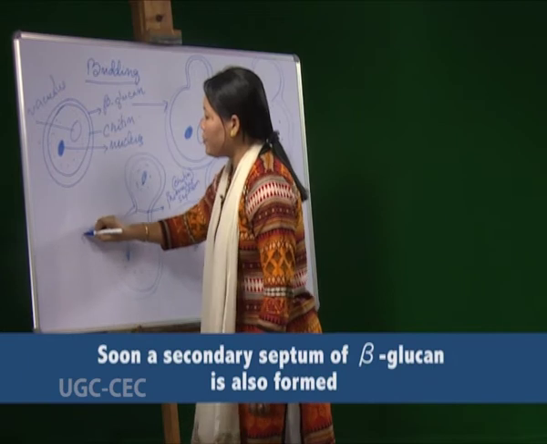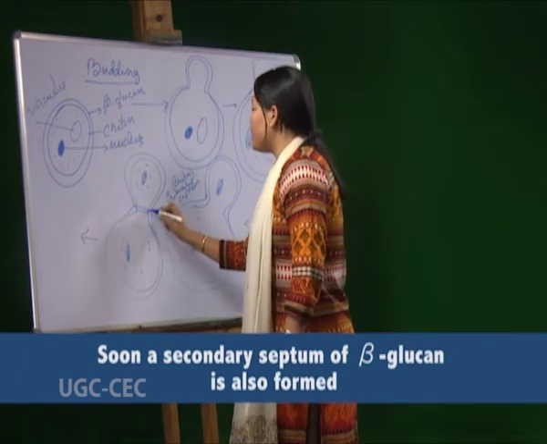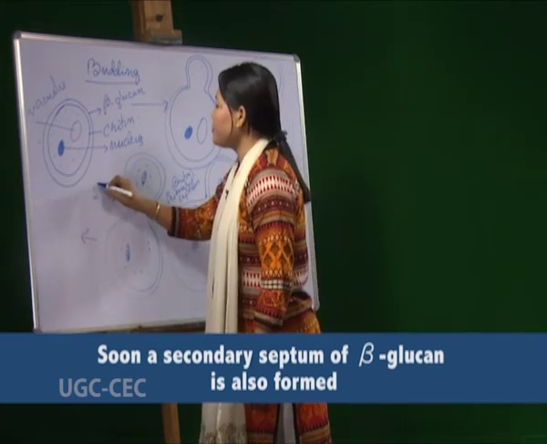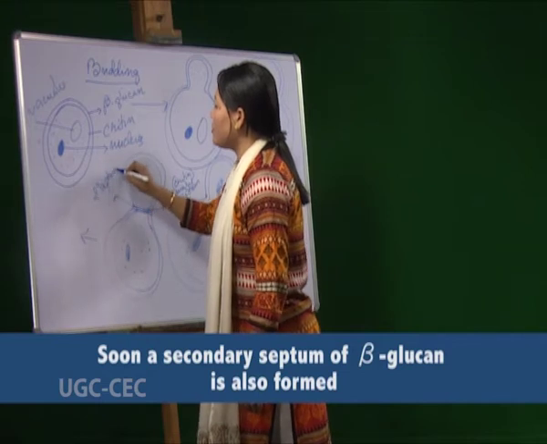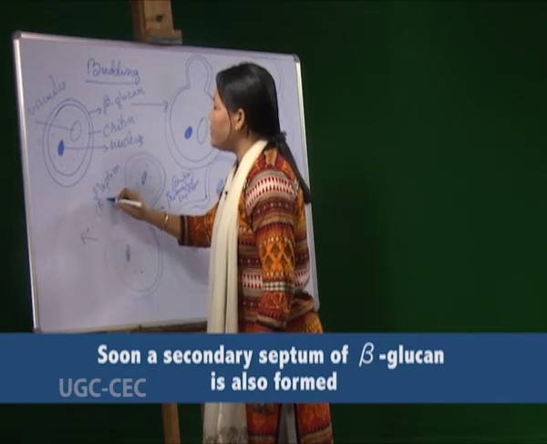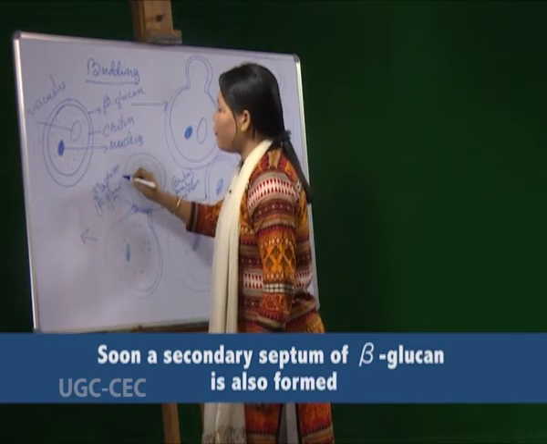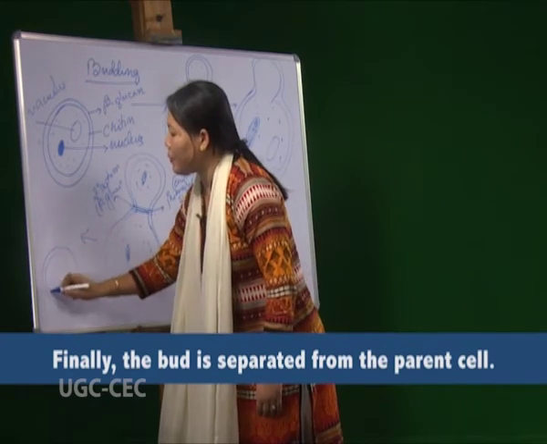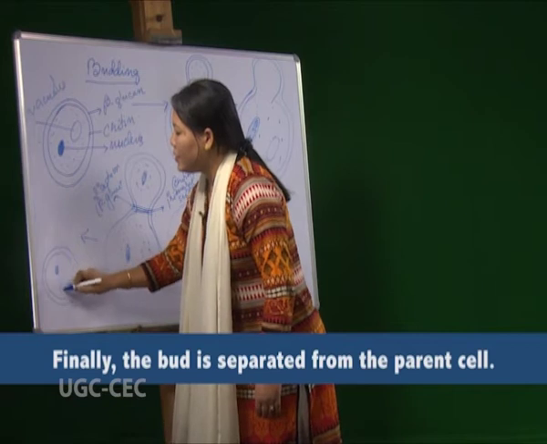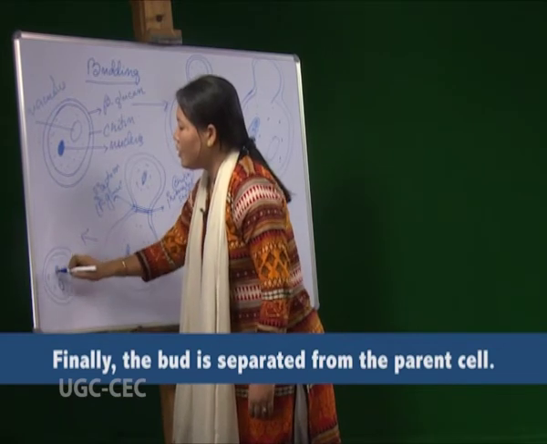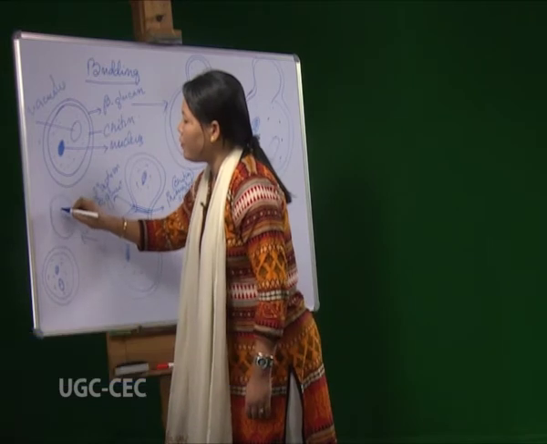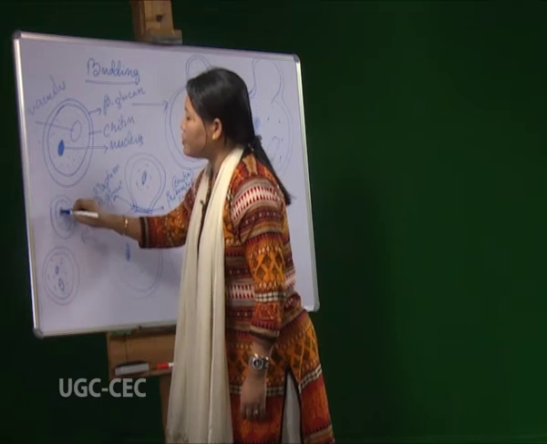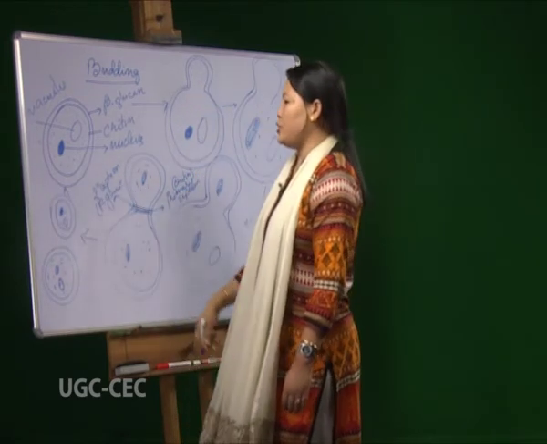and finally this particular secondary septum will also be formed, and this secondary septum is made up of beta glucans, and finally these two cells get separated. That means the daughter cell gets separated from the parental cell, and two yeast cells are formed. This is the nucleus, and the cycle continues.